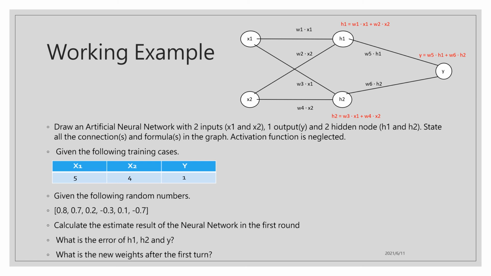But what is the concept in between? Here we use a working example to let you know more about how a mathematical model simulates the process inside our brain. Here we have two inputs, x1 and x2, and one output, y. Those are the nodes, and then we have lots of connections between each node. This we call a fully connected network, which means all the nodes are connected with each other.